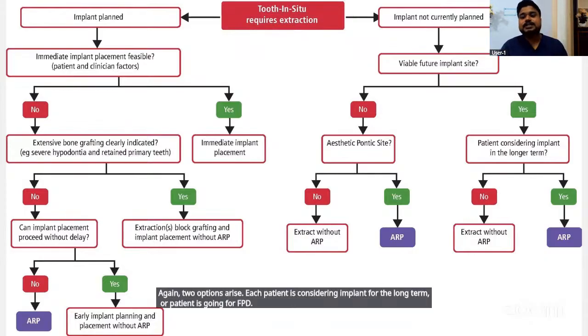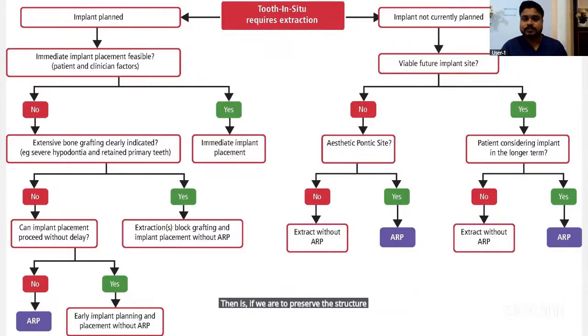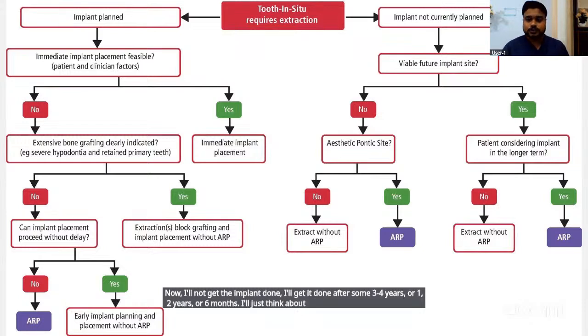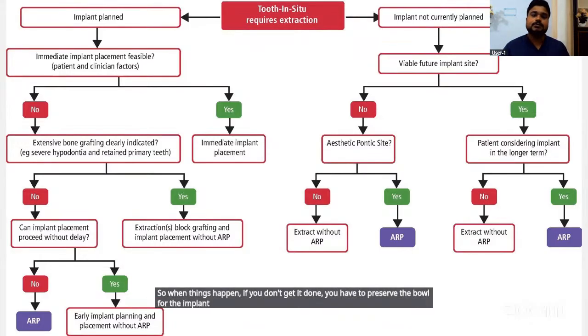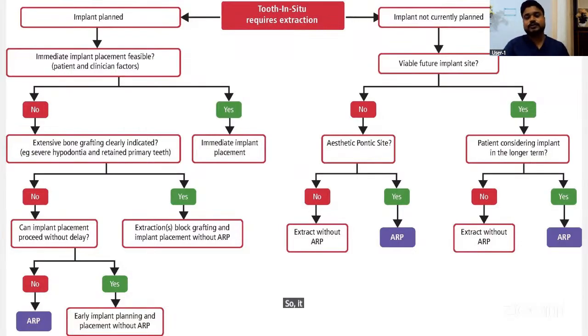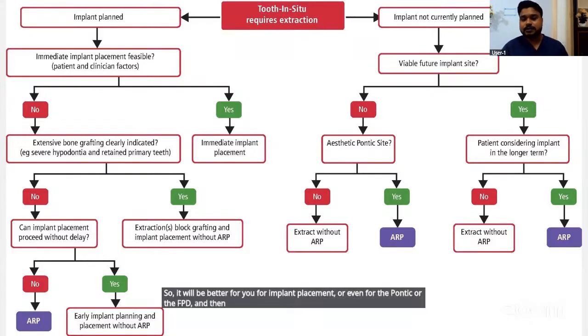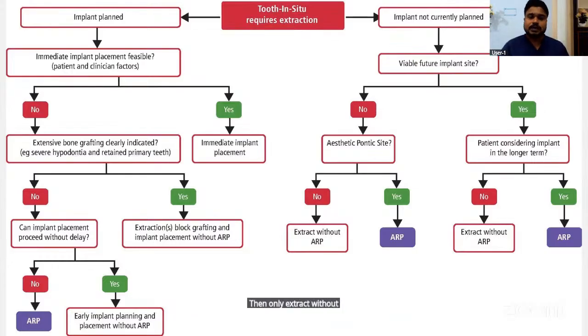So if the patient is considering an implant in the long term, then yes, you have to preserve the structure there, because the patient might say, I'll not get the implant done now, I'll get it done after 3 to 4 years, or 1 to 2 years, or 6 months, I'll just think about it. Then we have to explain to the patient that if you don't get it done, you have to preserve the bone for the implant, or else additional bone grafting has to be done during implant placement, so we'll preserve it. It will be better for you for implant placement or even for the pontic or the FPD, and then you can do the alveolar ridge preservation. Or when no, then only extract without alveolar ridge preservation.